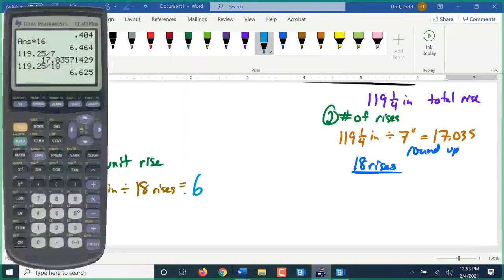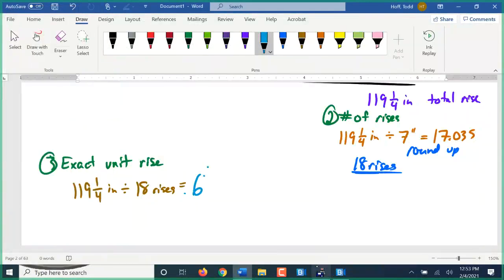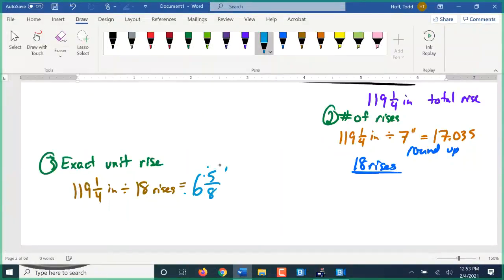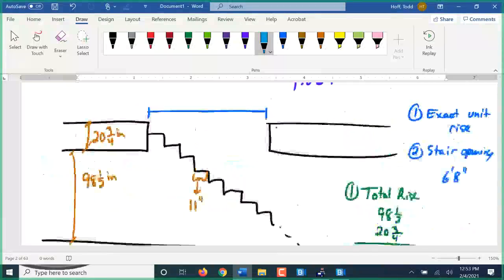So I got to take off the 6 times 12 to make that inches. It's going to be 7.5 inches. Oops, sorry, not times 12. It's already in inches. I have to go times 16 to make it 16ths. That's 10/16 or 5/8. So 6 5/8 inches is what we end up as our exact unit rise. Each riser is going to be 6 5/8 inches. So right here.